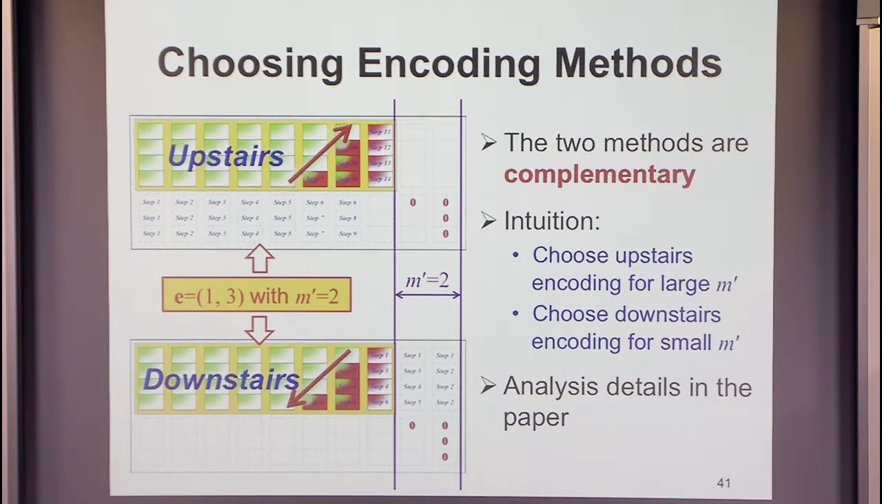We do a lot of analysis in the paper, and the intuition is for large M prime, you should choose the upstairs encoding. For small M prime, you should choose the downstairs encoding. And the analysis is in the paper.